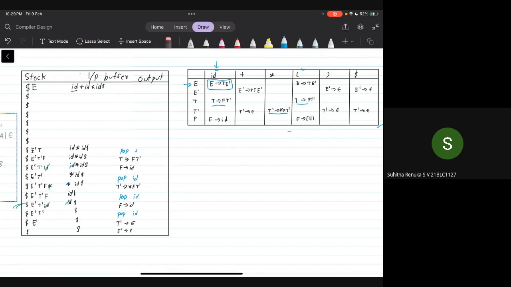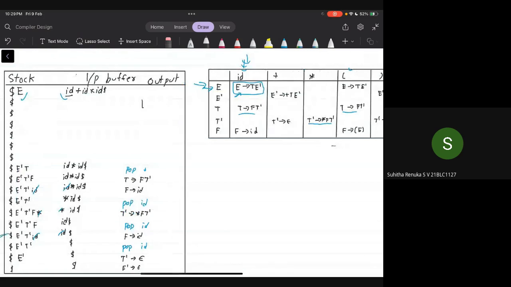First finish this. So see, you have to first find E and ID. Yes. So you find this one. So you will write in the output. E goes to T E dash.